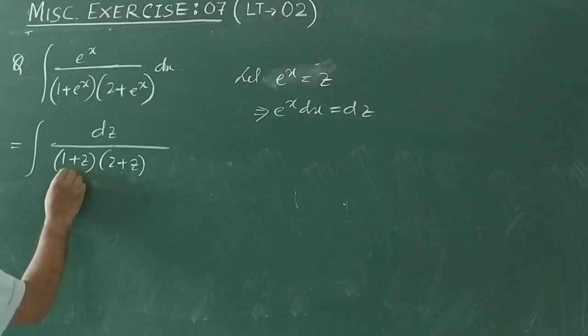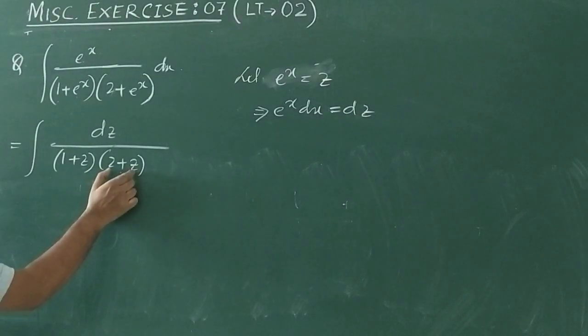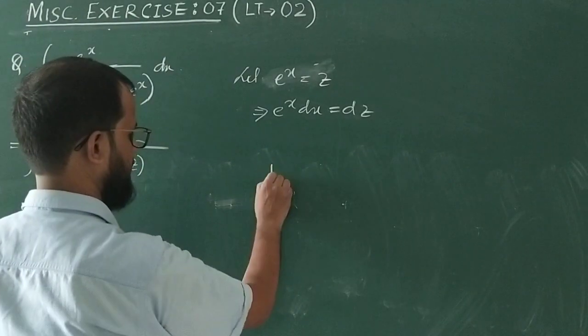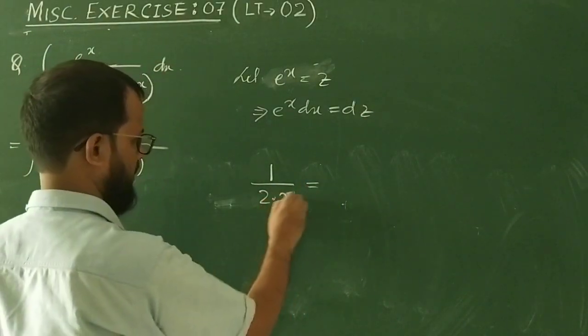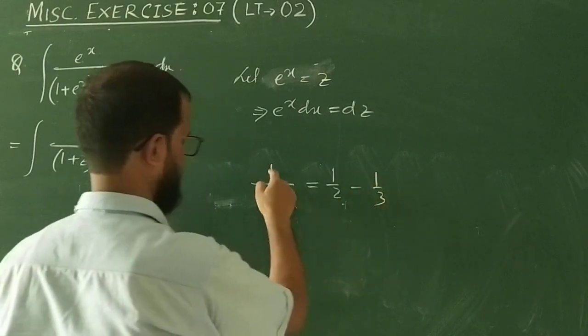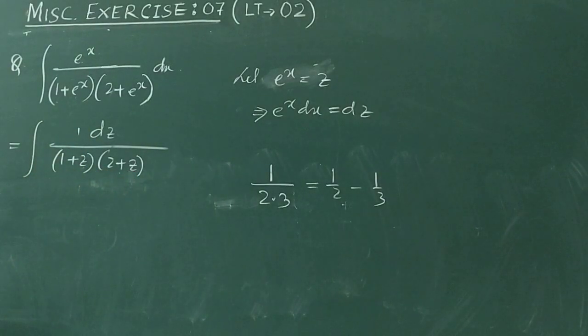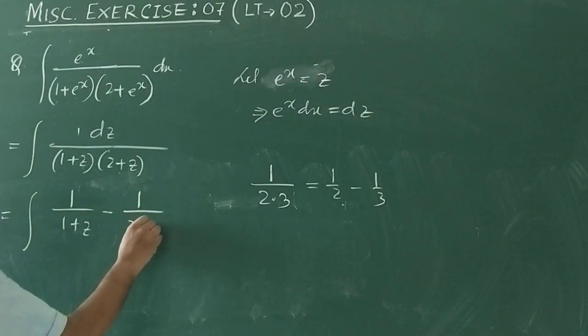here 2 plus z and 1 plus z, what is the difference between these two particular numbers? You can take them as numbers. And 2 plus z minus (1 plus z), the difference is 1. So these are two consecutive numbers, and I taught you in the last class, in the last video, that 1 by 2 into 3 can be written as 1 by 2 minus 1 by 3, 1 by smaller minus 1 by greater, and you can do partial fractions with it. So this is of the same type. If you suppose this is 2, then it will be 3. So you can write 1 by (1 plus z) smaller minus 1 by greater.